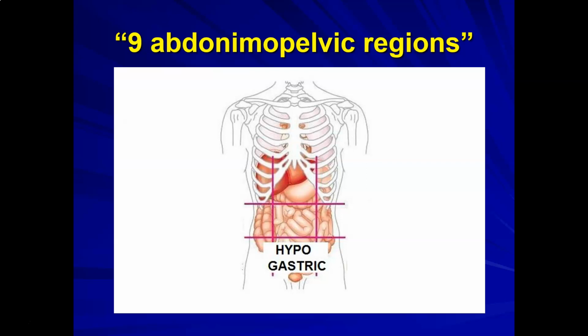Now read your question carefully, because I might ask you to name the quadrant. That's going to be one of the 4 that we just mentioned on the previous slide, or name the specific region. If I use that term, we're looking for one of the 9.